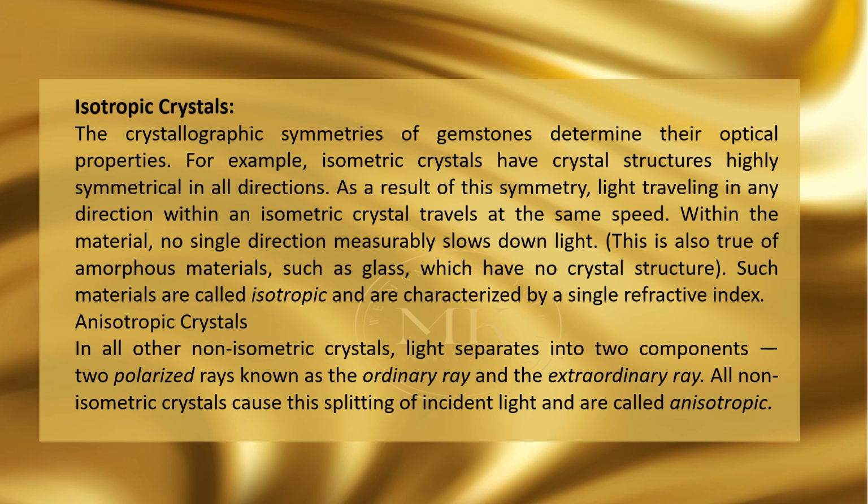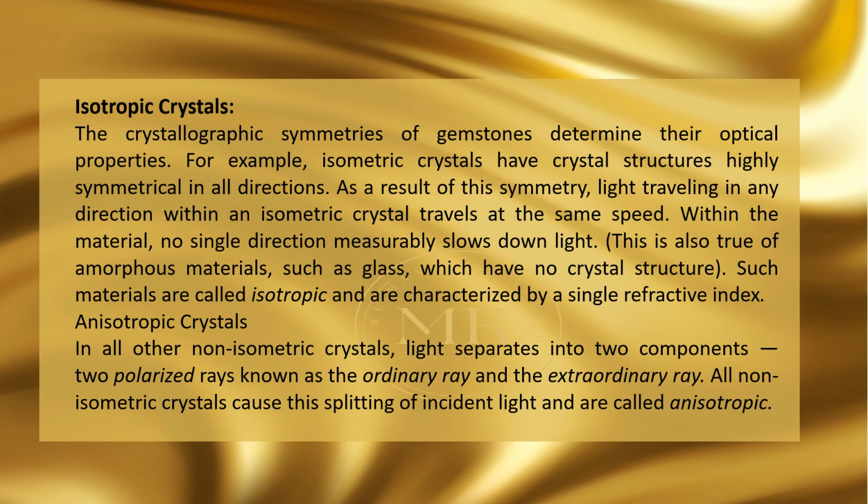Now, isotropic crystals. The crystallographic symmetries of gemstones determine their optical properties. For example, isometric crystals have crystal structures highly symmetrical in all directions. As a result of this symmetry, light traveling in any direction within an isotropic crystal travels at the same speed. Within the material, no single direction measurably slows down light. This is also true of amorphous materials such as glass, which have no crystal structure. Such materials are called isotropic and are characterized by a single refractive index.